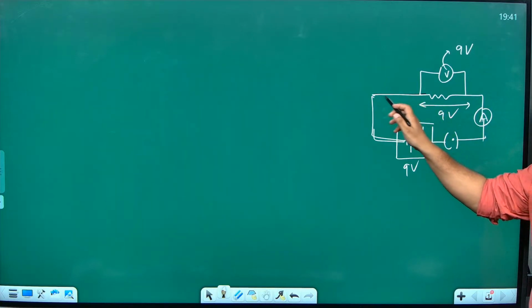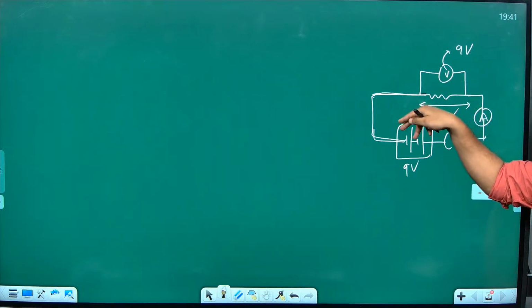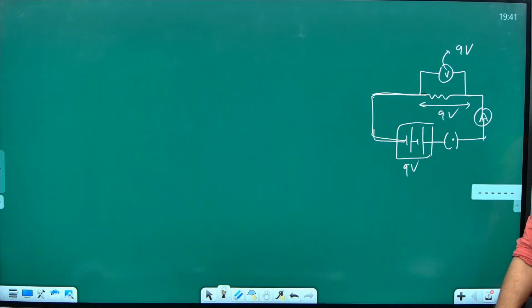Before, I said wire has no resistance, okay? And I said there is no other resistance present. Then how is it dropping, man? Manoranjan.